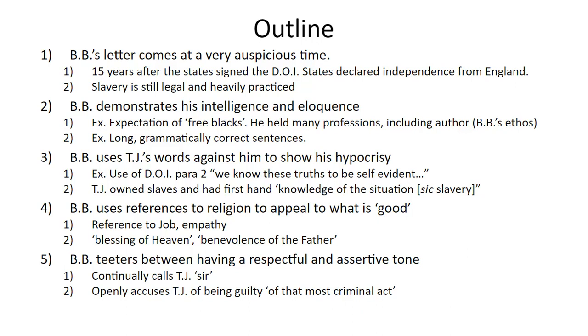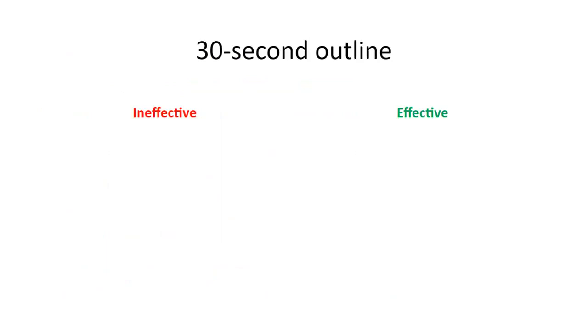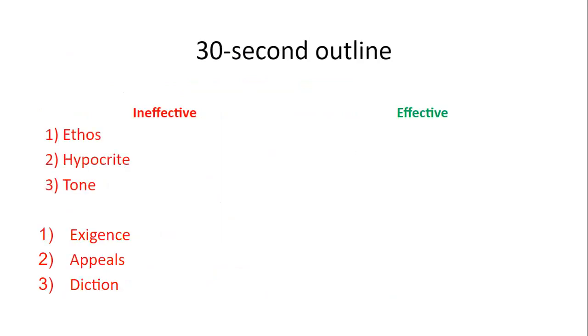Okay, so there's no way you're going to do this in 30 seconds, but what would a 30-second outline really look like? On the left, I have 2 examples of ineffective outlines: ethos, hypocrite, tone; exigence, appeals, diction. That says nothing about what you're going to be writing. That says nothing about your claim. So essentially, you want to write an effective outline.